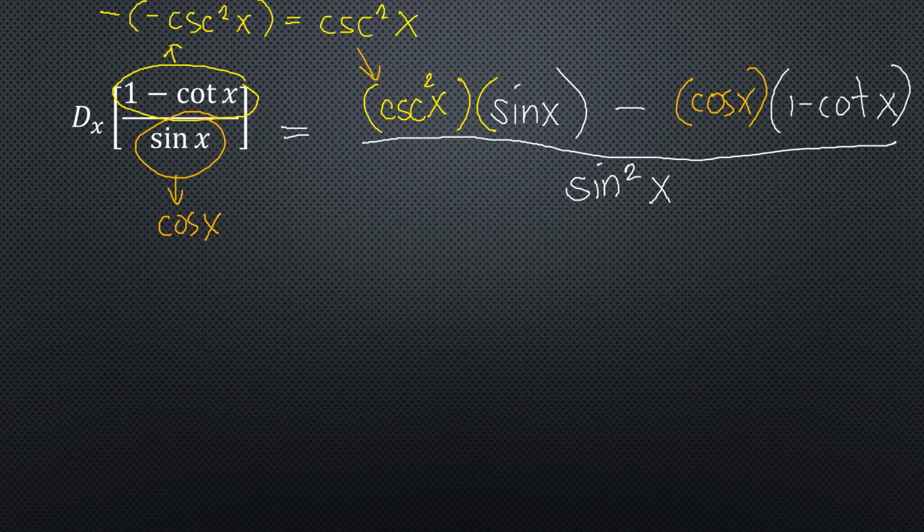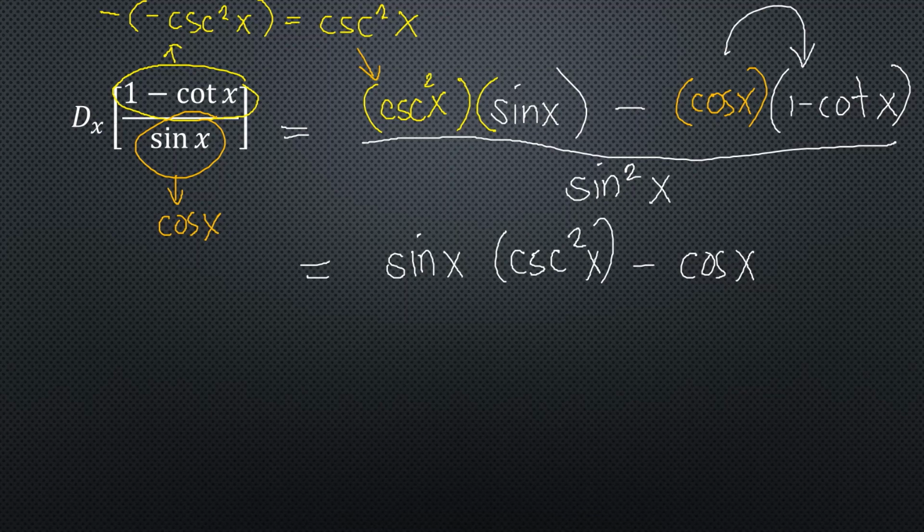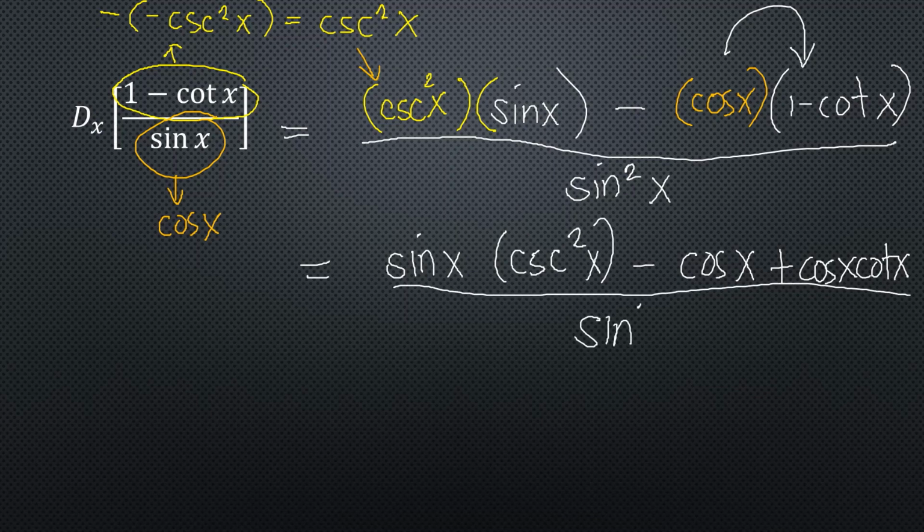We distribute, so we now have sine x times cosecant squared x minus cosine x. So distribute, cosine x times 1 is negative cosine x, and negative cosine x times negative cotangent x is positive cosecant x cotangent x, over the square of sine x. So this is your answer.